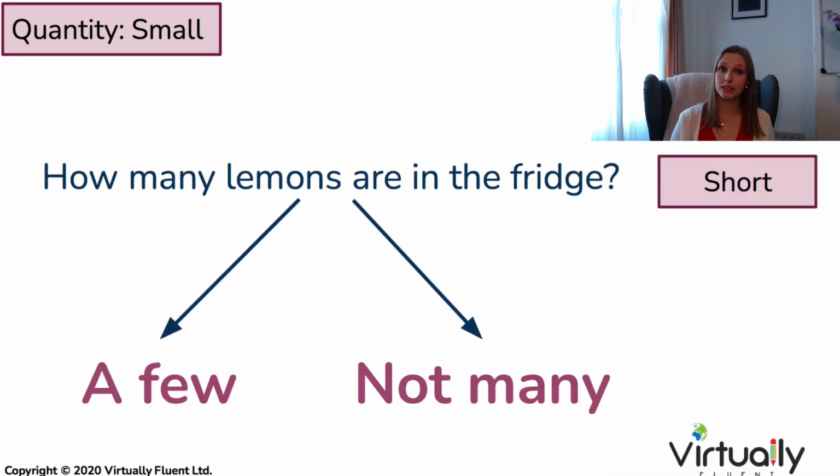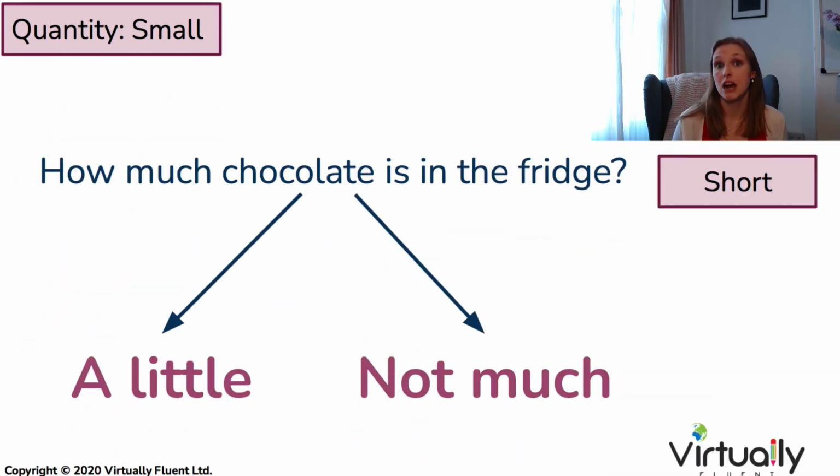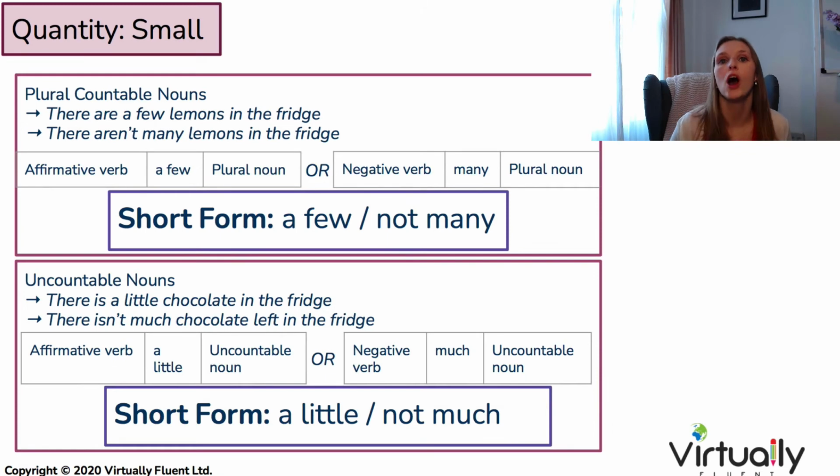Now, the short responses for these words are slightly different. If we're asking about a plural countable noun, all we do is reduce those words. So we say a few, or not many. How many lemons are in the fridge? A few, or not many. And if we ask about an uncountable noun, we would respond a little, or not much. How much chocolate is in the fridge? A little, or not much. So now we have our summary of small quantities for plural countable nouns or uncountable nouns.